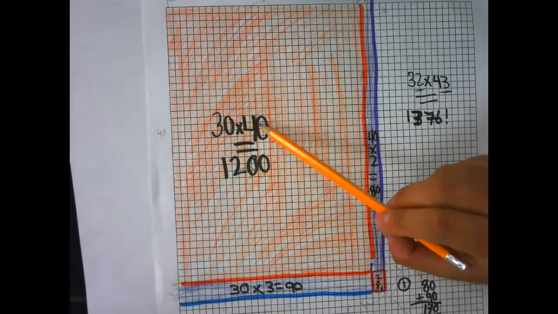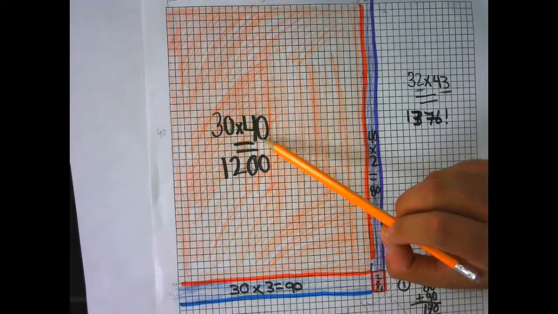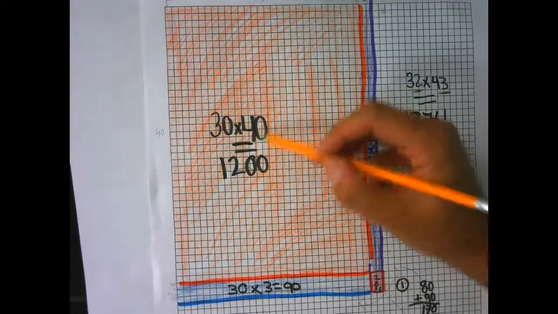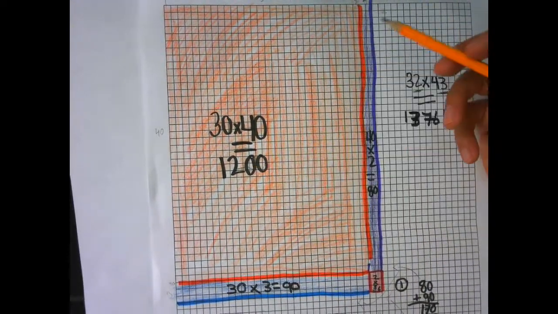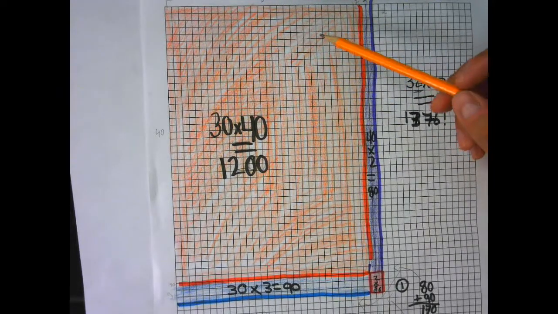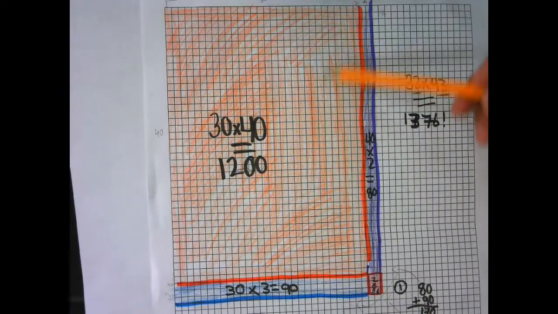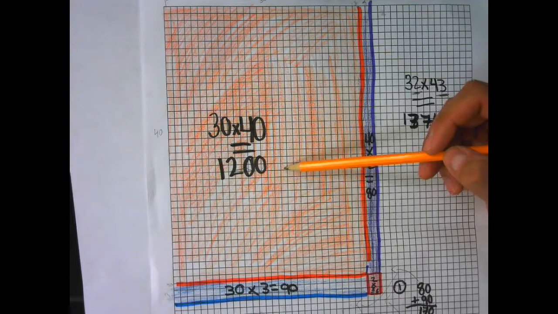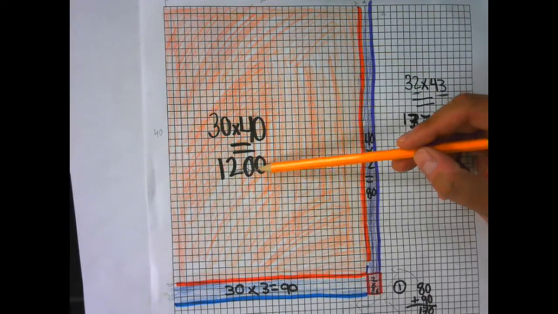Remember, this is really 3 times 4, because that's 12, and then you just add the 2 zeros here and you get 1,200. If you really wanted to confirm this, you can count every single little square in here. It's going to take a little while, but you're going to get the same answer.